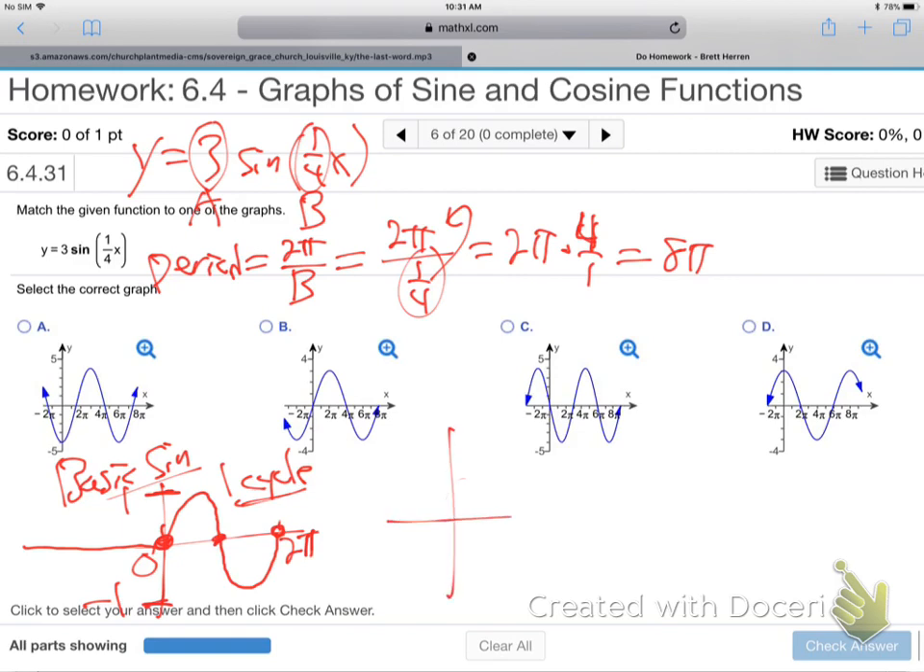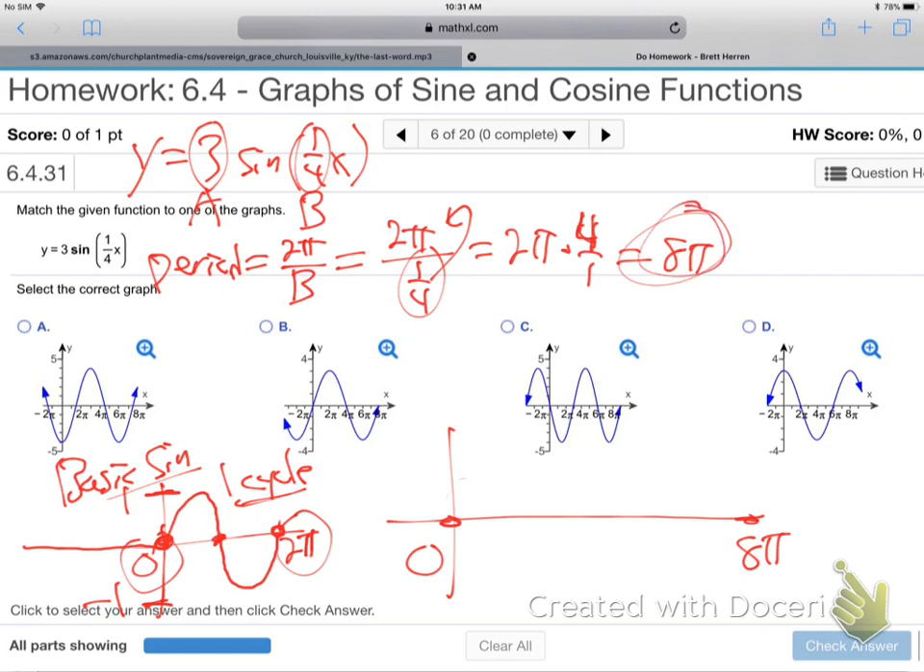Let's start with the period. That's the most important part. Instead of going from 0 to 2 pi, one cycle, our period's 8 pi, we just calculated. So he's going to go from 0 to 8 pi. He's going to do the same thing, only one cycle in that whole time, right? That's the period. That's one cycle.